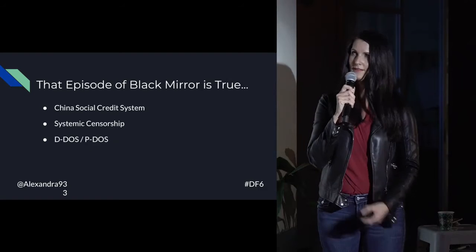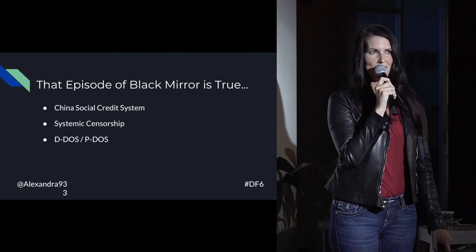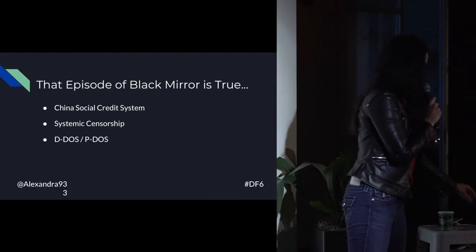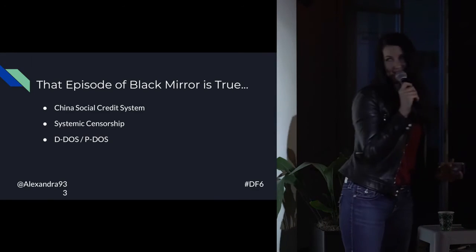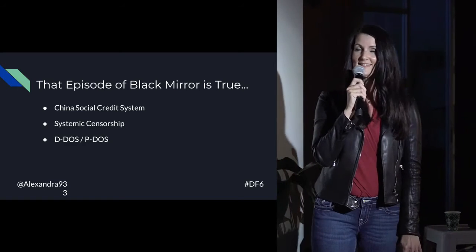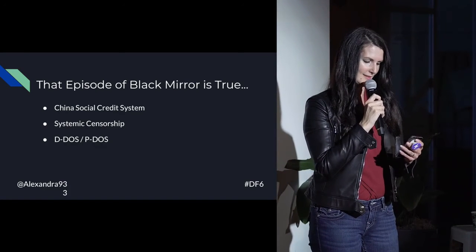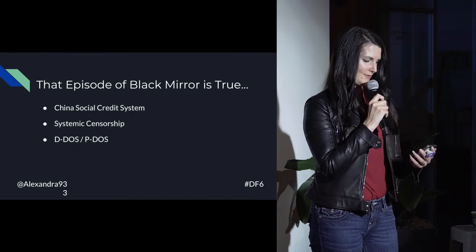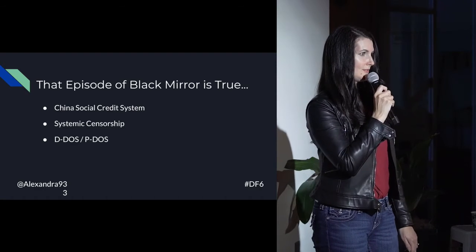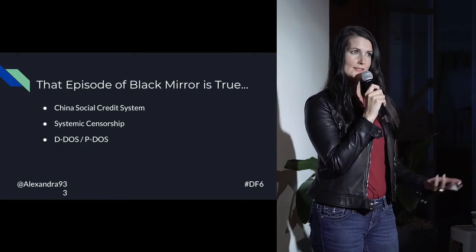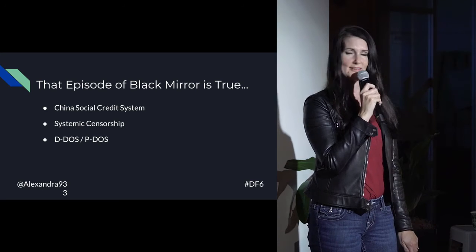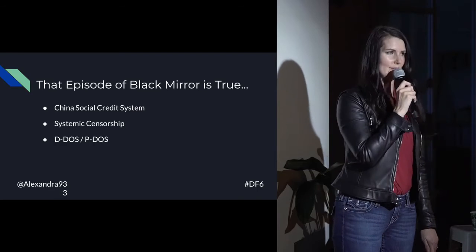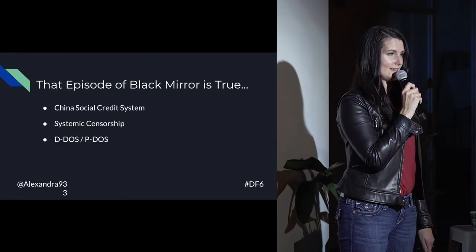The next issue. That episode of Black Mirror, which is Nosedive, it's true. So we've heard of the China social credit system, and this is scary. What's the scariest thing about this, again, when I was doing research, is that it's popular in China. So if you are privileged, if you're wealthy, if your social score is high, you benefit, and you're pretty happy that this exists.